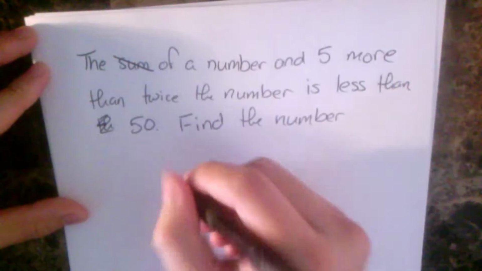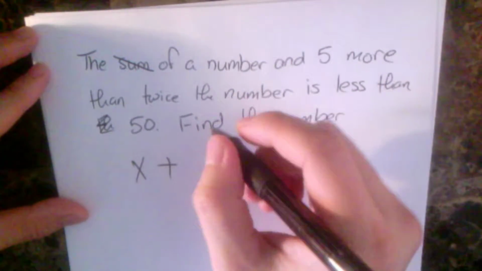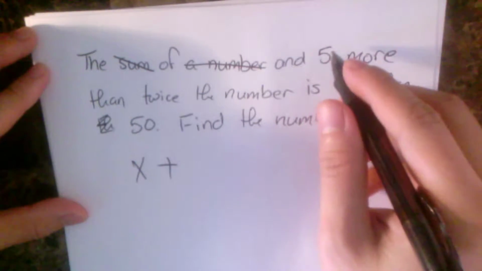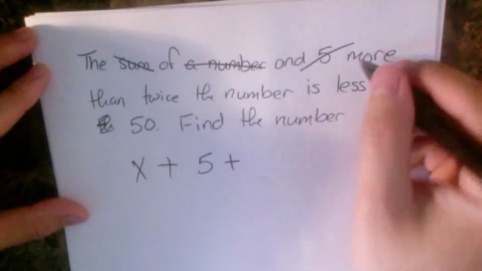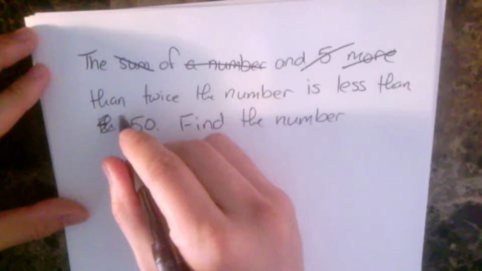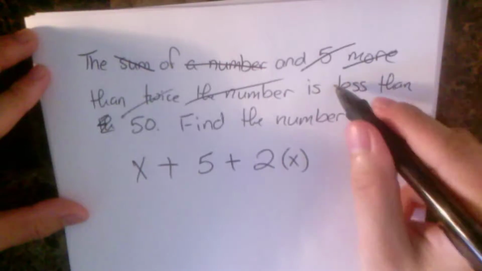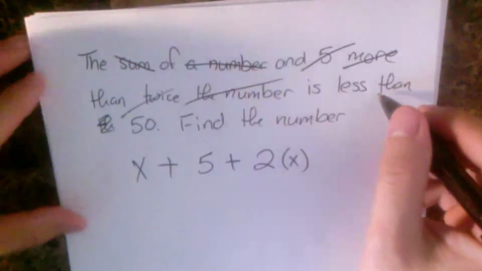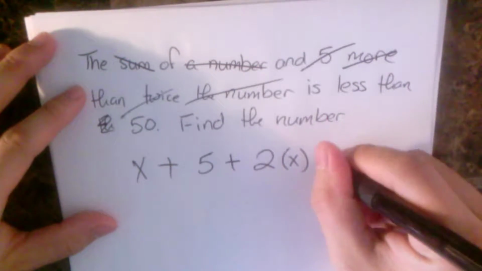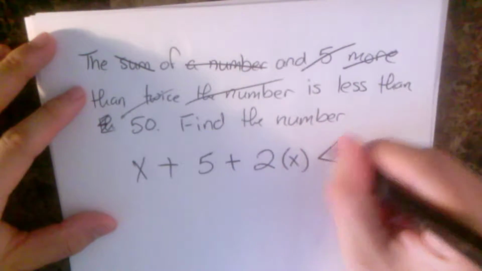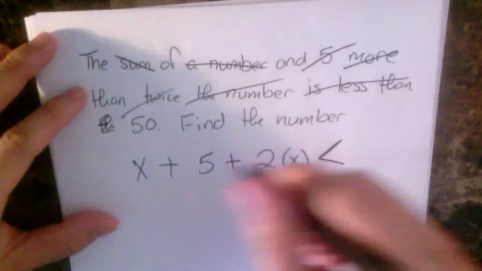So the sum of a number. So here's a number, right? And every time we do a number, we just call it x. And 5 more. So more is plus, then twice the number is less than. So the reason I wanted this all online, because is less often means subtraction, but is less than, so less than. Remember, less than signs are this. Okay, and greater than signs are the opposite way. So is less than 50.